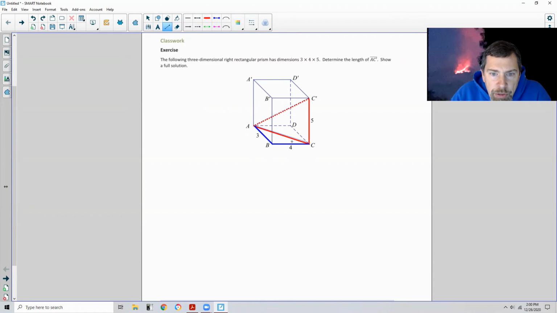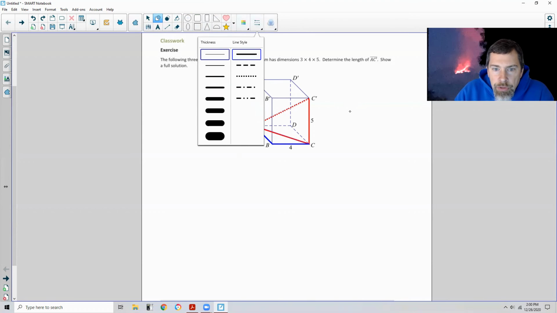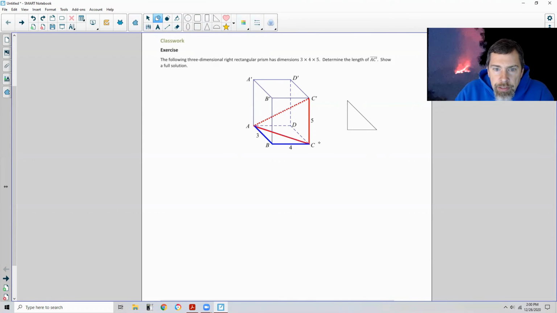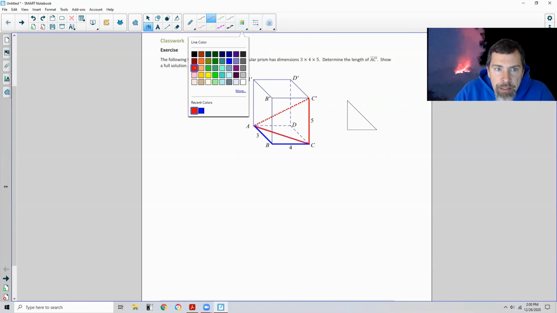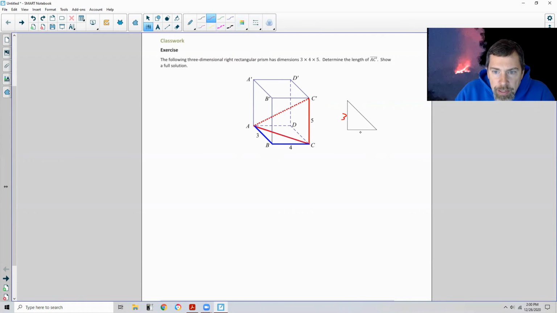So the first thing we want to do is look at the triangle on the bottom, on the floor, if you will, on the base of this. And so if I redraw that, how about here and thin? So if we're looking straight down from the top into the box, then we know that this one is 3, which is right here, and this side is 4, which is here. So we need to find this side. Well, that's a 3, 4, 5 special right triangle.